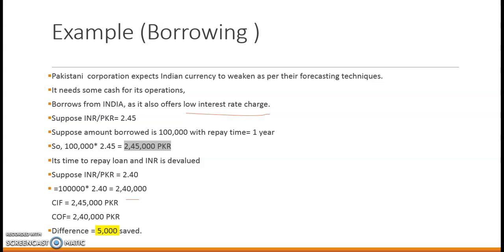So look at the final results: our cash inflow is 2 lakh 45,000, and the cash outflow was 2 lakh 40,000 PKR, which was definitely less than the amount that we gained. So the difference is 5,000 we saved; 5,000 rupees we paid less for the same amount that we borrowed. So this is how we can increase our cash flows and reduce the costs of hedging if done properly.